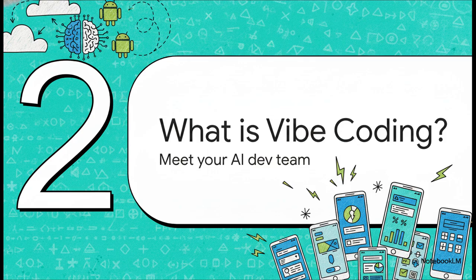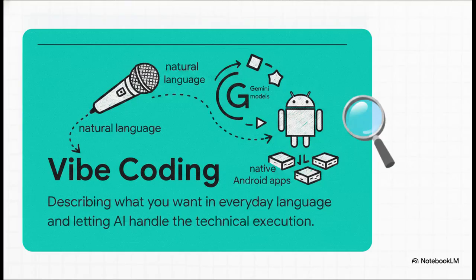Moving into Section 2, what is vibe coding? Meet your new AI development team. So, this is a term you're going to be hearing a lot, vibe coding. What it simply means is describing what you want in everyday, natural language and just letting an AI handle the technical execution to generate a complete, production-ready app. Think of vibe coding as the ultimate translation tool. It literally translates your imagination into actual functioning code. And it's all powered by Google's Gemini models. You just describe the vibe or the function of what you want, and the AI builds it.